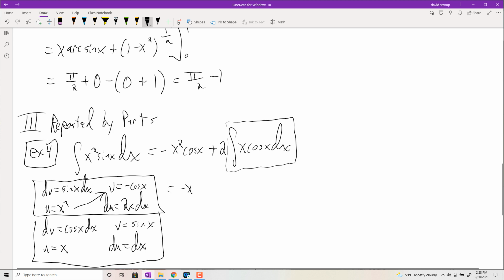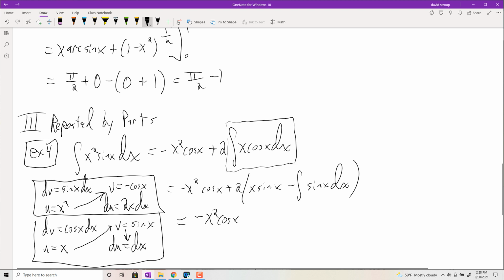So this is going to be negative x squared cosine x plus 2 times u times v, which is x sine x, minus the integral of v du, which is just the integral of sine x dx, which we can do. Okay, so we're getting negative x squared cosine x plus 2x sine x. The integral of sine x is negative cosine x. There's a negative in front, so negative will become plus, and then 2 cosine x plus our integration constant c.